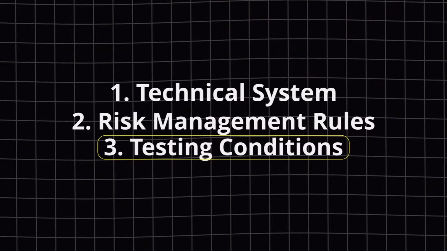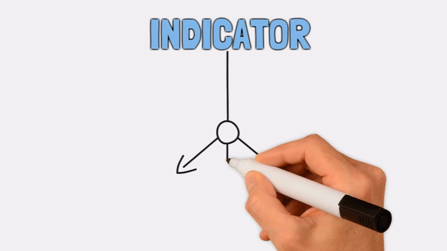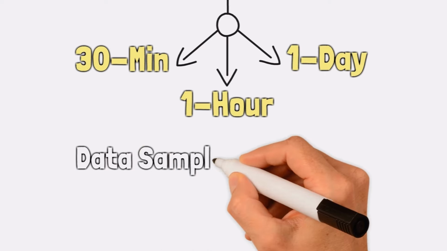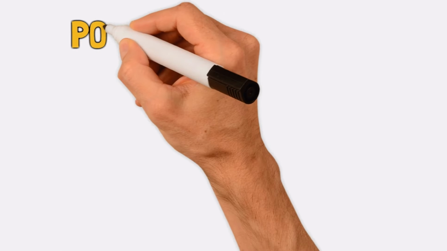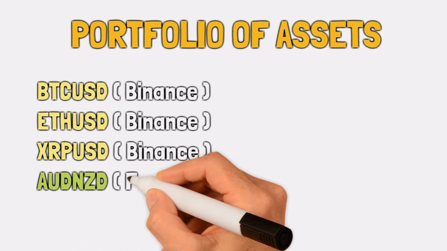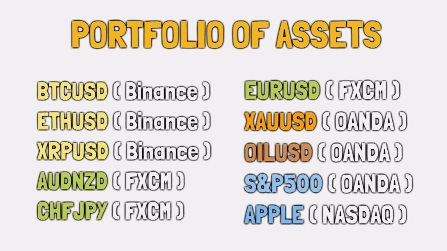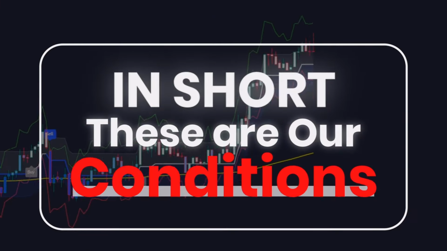And regarding the testing conditions, we will backtest the indicator on the 30-minute, 1 hour and daily time frames using data from 2022 and 2023 across a diverse asset portfolio: Bitcoin, Ethereum, XRP, 3 currency pairs, gold, oil, the S&P 500 index and the Apple stock. And in short, these are our conditions.